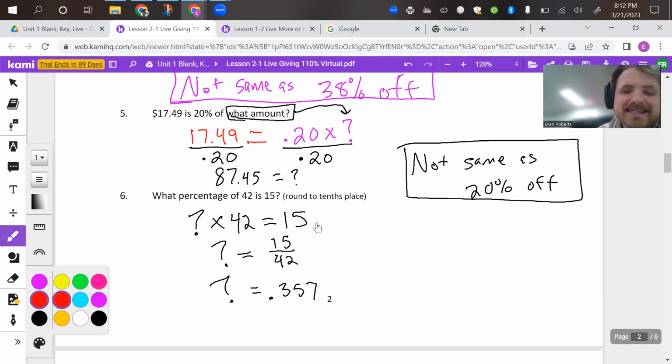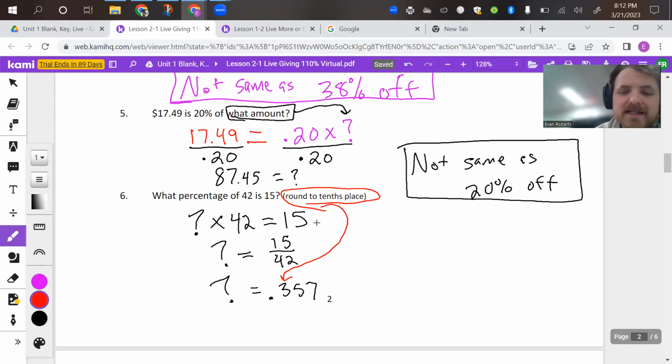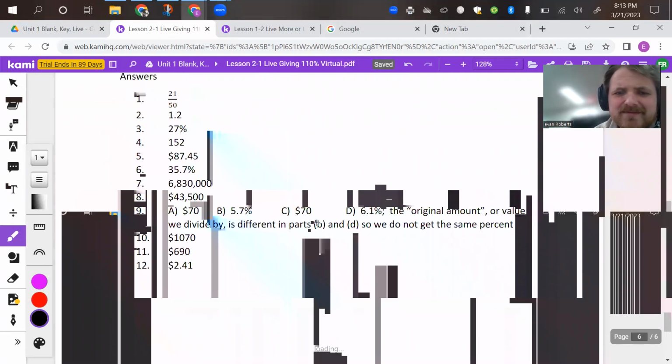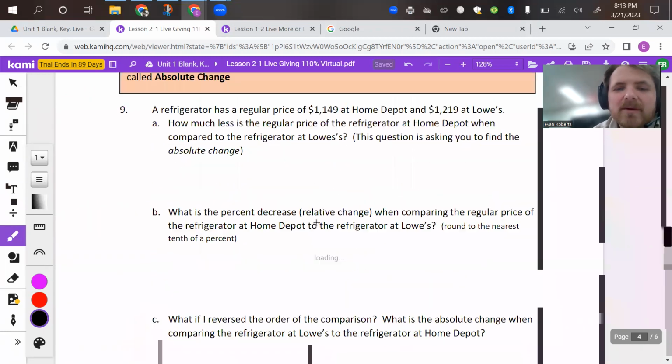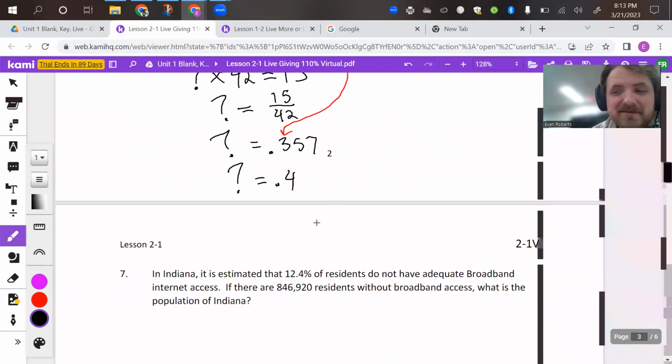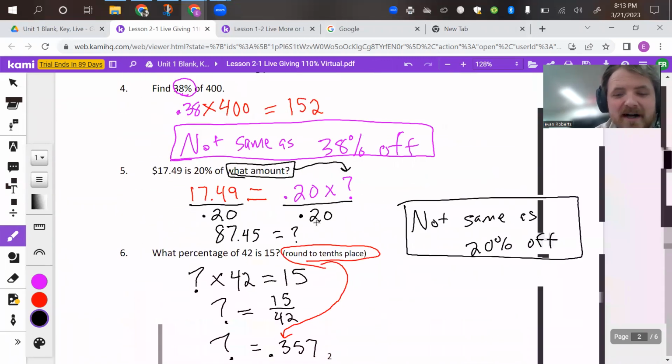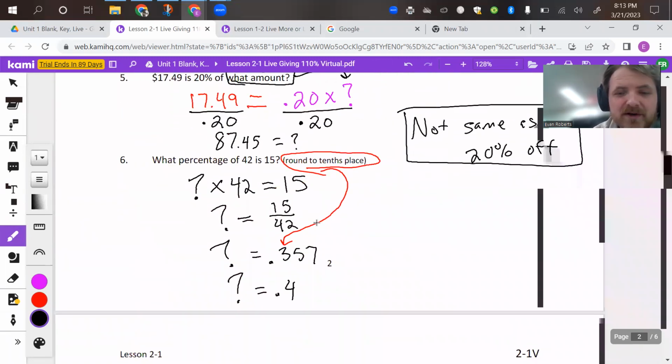So it says round to the 10th place. Remember, that's the very first place after the decimal. So that 57 is going to make me go up to 0.4, which I feel like is not a great way to... Oh, 35.7. Wow. Somebody could have total freedom to shame me here. I rounded a little bit too early.